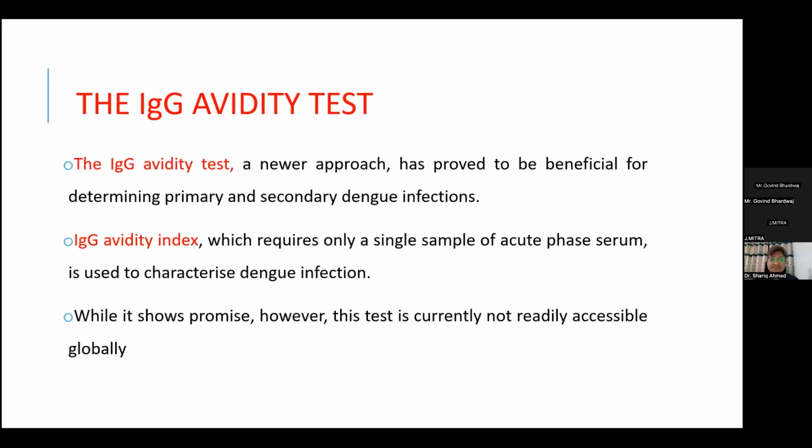So the IgG avidity index requires only a single sample of acute phase serum and is used to characterize the dengue infection. However, it is a complex test and is not readily accessible globally and in India.